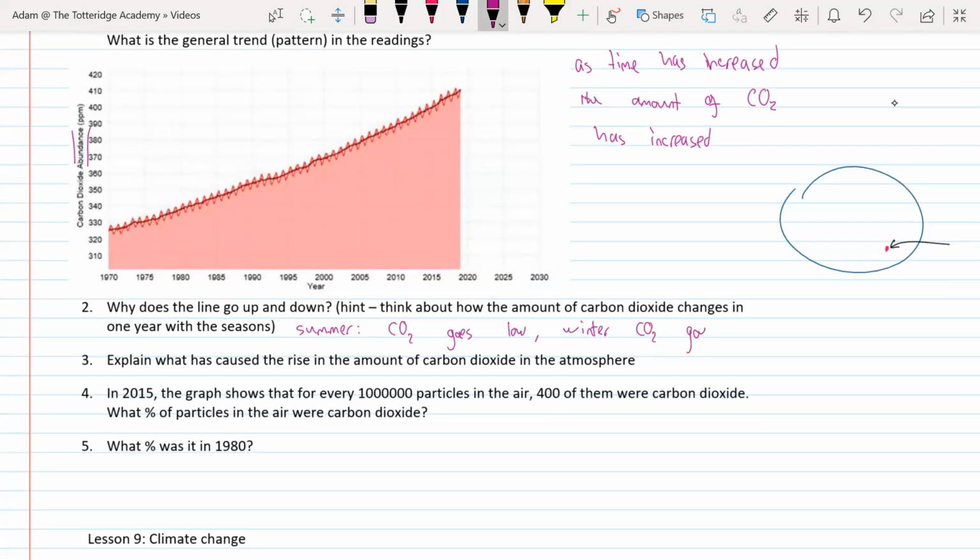and in the winter, CO2 goes high. Now, of course, overall across the entire planet, that won't make a difference because in the northern hemisphere it'll be summer and the southern hemisphere will be winter. So overall it averages out, but you only measure it in one place. So this graph, this chart, will be a measurement of carbon dioxide in one place as opposed to across the entire planet.